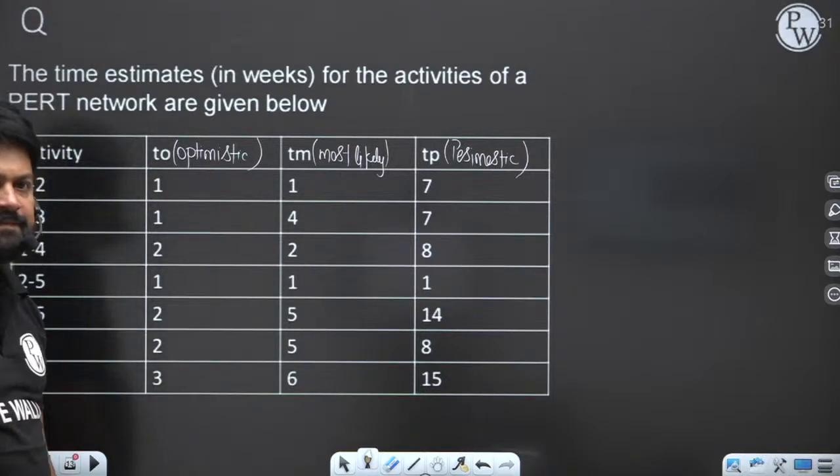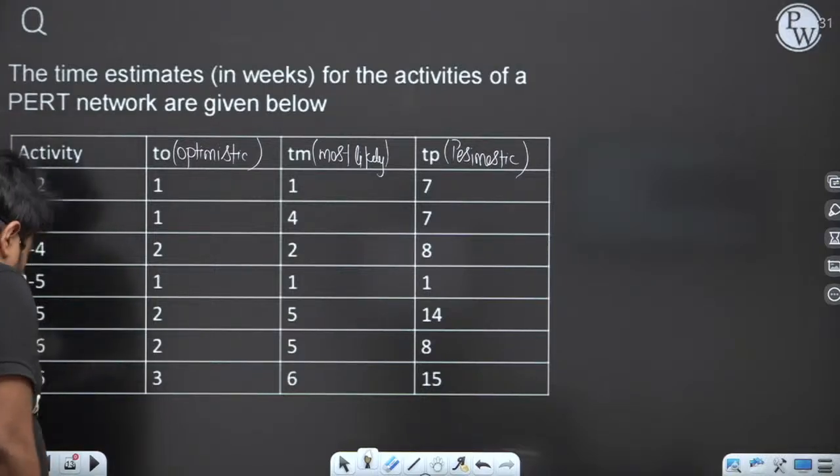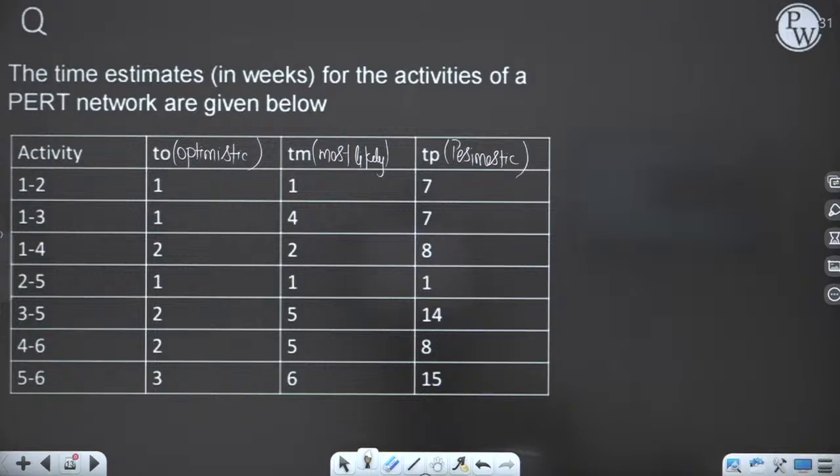Please note down this table. Have you noted? My dear, have you noted? Okay.